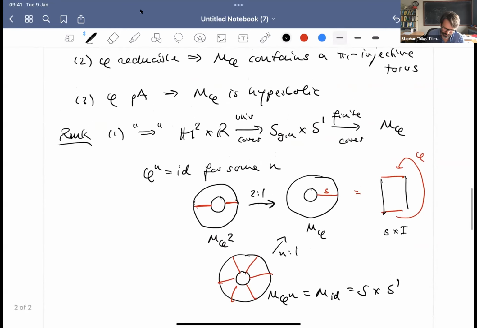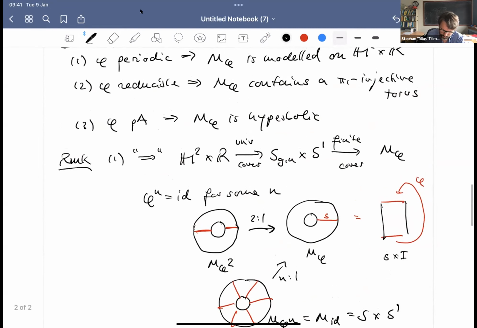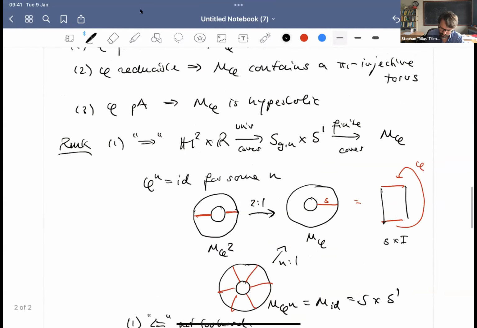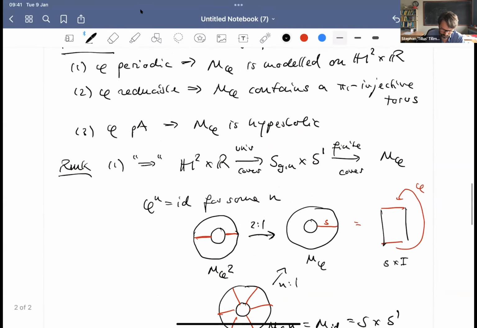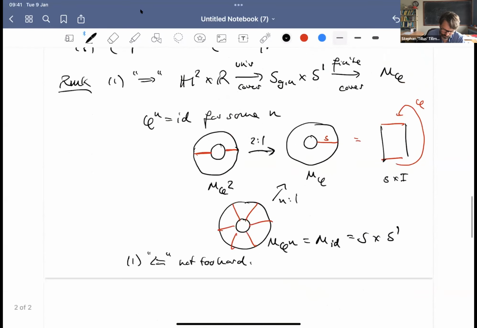Then what did I want to say about the second case? So this is the forward direction here, and the backwards direction is not too hard. But I don't want to spend any time on this. Let's talk about the second one. So the second one is this one here.